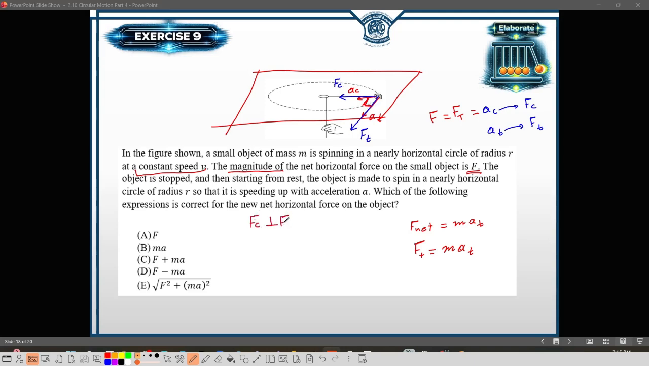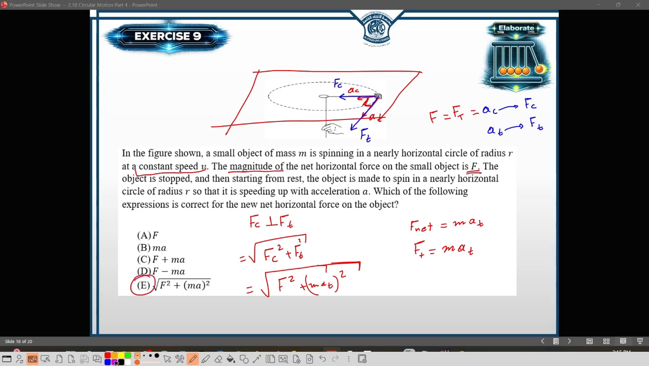And now we can combine them. Since they are perpendicular, we can combine them using the Pythagorean sum. So to find the net horizontal force, we just combine the two forces together. The first force is F, the second force is m a_t, and this is the net horizontal force. So the correct answer is A.